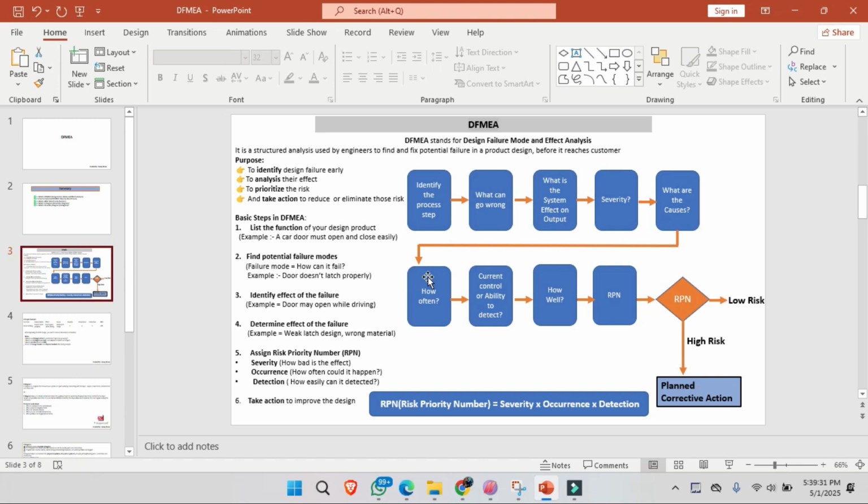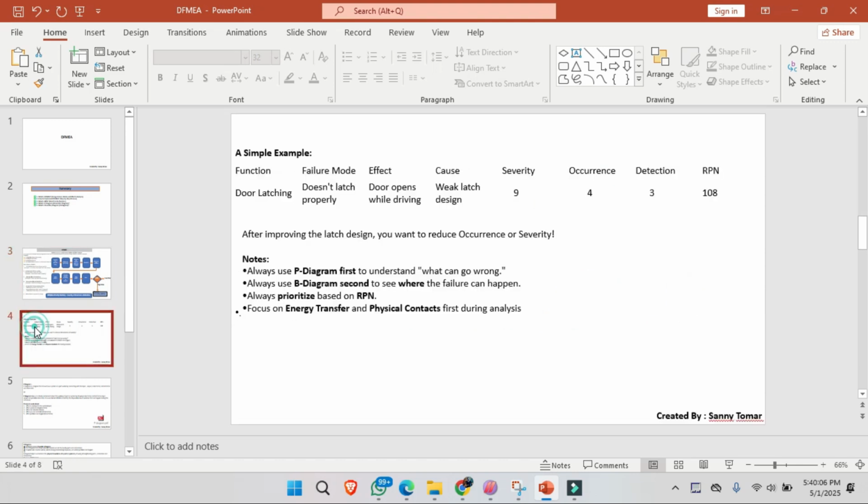RPN means risk priority number. RPN is equal to severity multiplied by occurrence multiplied by detection. If the RPN is higher, we need to take action as a higher priority, and then plan the corrective action. What are the failures coming in your system? What are the causes? To resolve all the issues, we need to plan and then solve them. So move on to the fourth slide.